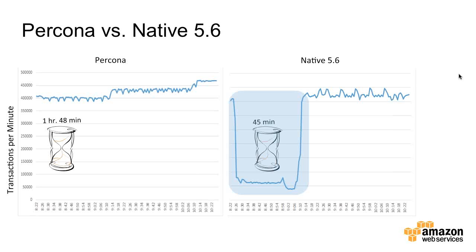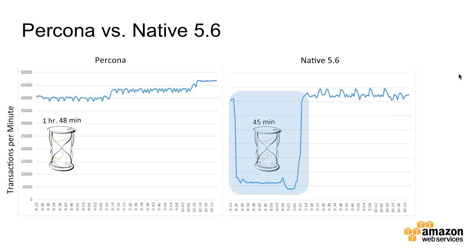On the other hand, with native 5.6, it takes 45 minutes to complete this work, but you see that there is a serious dip in the number of transactions that are running. So I go from 400,000 transactions per minute to 5,000 transactions per minute. Almost 5,000 or less than 5,000 at the last stages of the operation. So there is a performance impact to this.